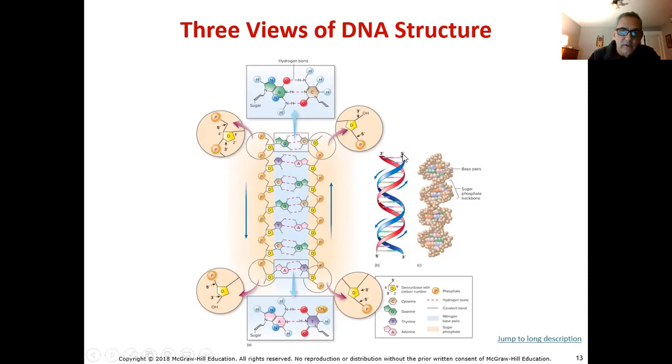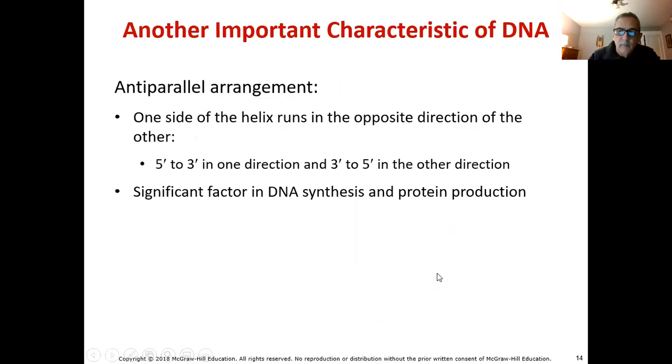It's 5' to 3', so we call this anti-parallel. One strand goes in one direction, the other strand goes in the opposite direction. An anti-parallel arrangement: one side of the helix runs in the opposite direction. So 5' to 3' in one direction and 3' to 5' in the other. This is a significant factor in DNA synthesis and protein production.